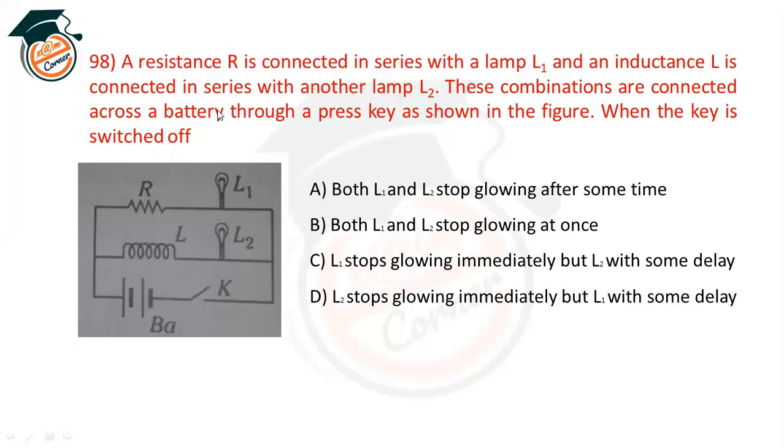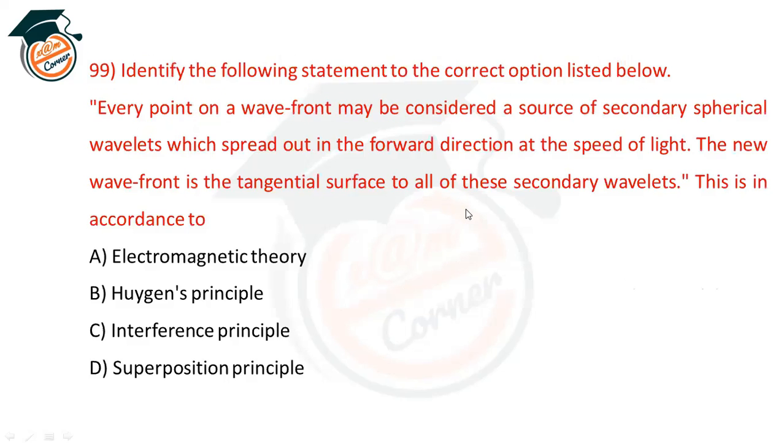A resistance R is connected in series with a lamp L1, and an inductance L is connected in series with lamp L2. Diagram is given. These combinations are connected across the battery. When the key is switched off, L1 will stop glowing immediately, L2 with some delay, because L2 is connected to an inductance. So that one will stop with some delay, but L1 will stop immediately. Next question.